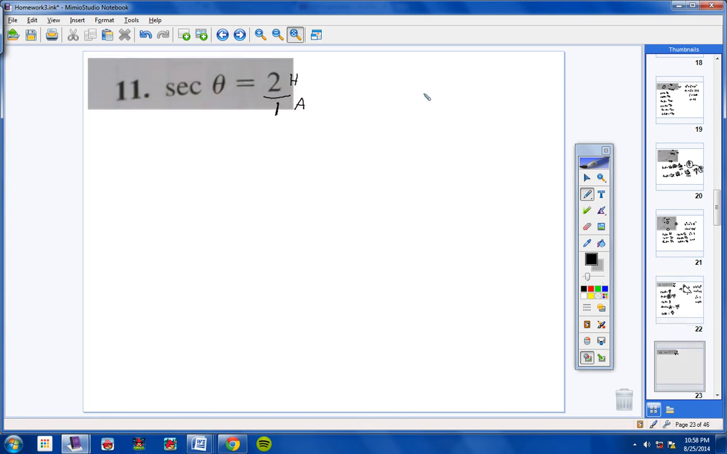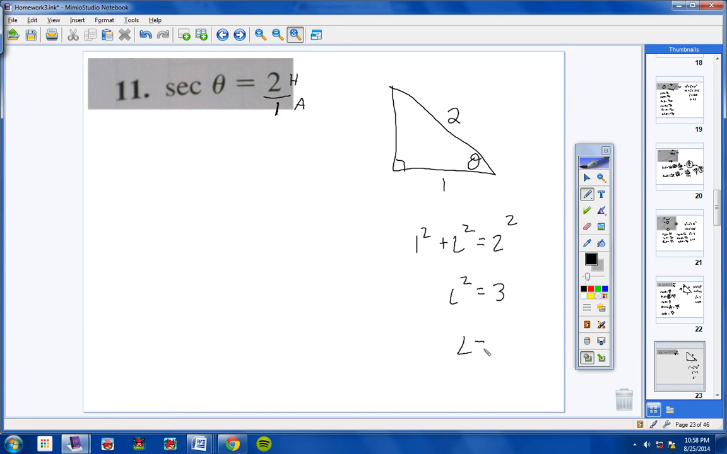So here's my right triangle that I'm going to draw. It doesn't matter where you put theta. I'm going to put it down here this time just to be different. The adjacent side is 1. The hypotenuse is 2. So we're going to find this missing leg over here. So I have a leg squared plus a leg squared equals a hypotenuse squared. I'm going to go a little faster now. If you do all of your simplifying, you will be left with L squared equals 3. And so the leg equals the square root of 3. Okay, so our missing side is square root of 3.